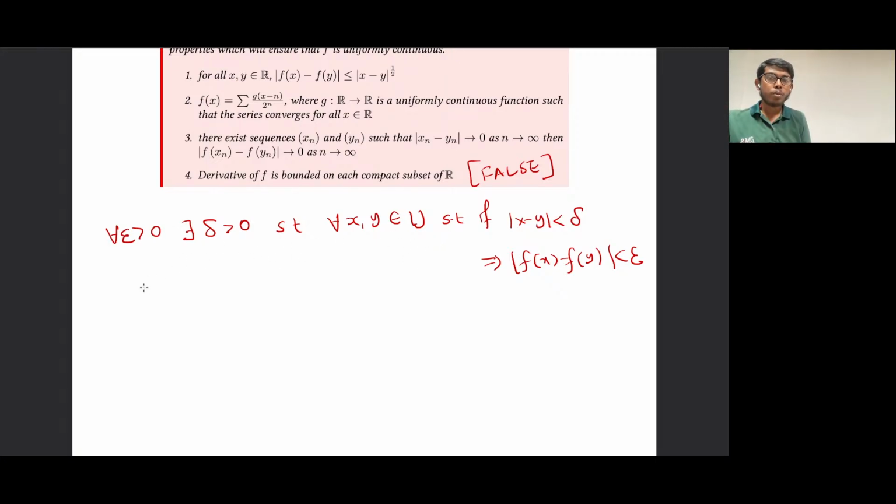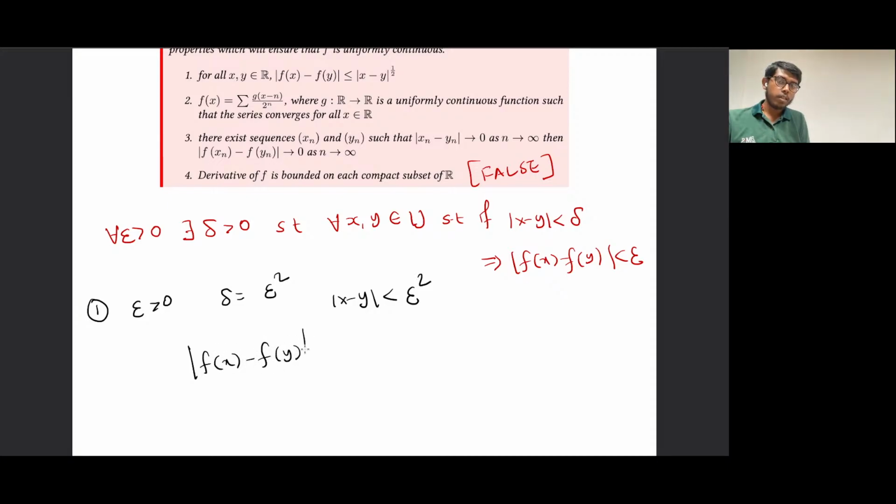So let's see the first option. It says that mod of f of x minus f of y is less than mod of x minus y to the half. So I'll take an epsilon and I'll choose my delta as epsilon square. So mod of x minus y is less than epsilon square. Now you see that mod of f of x minus f of y is less than or equal to mod of x minus y to the half, which is less than epsilon, and hence this is done. So this is of course giving you uniform continuity.